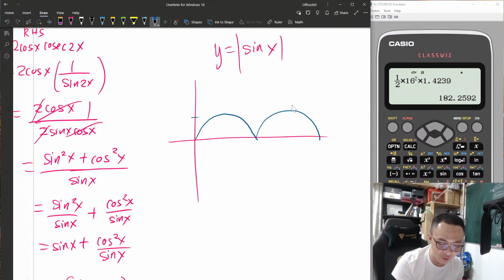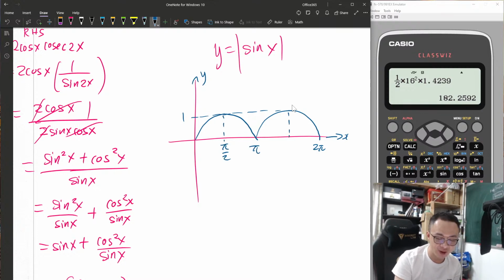And then the maximum will be 1. So here will be 1. It will stop at 2 pi. Definitely this one is the x-axis, this one is the y-axis. So here will be pi. Here maximum is pi over 2. This one is 3 over 2 pi. Okay, done.